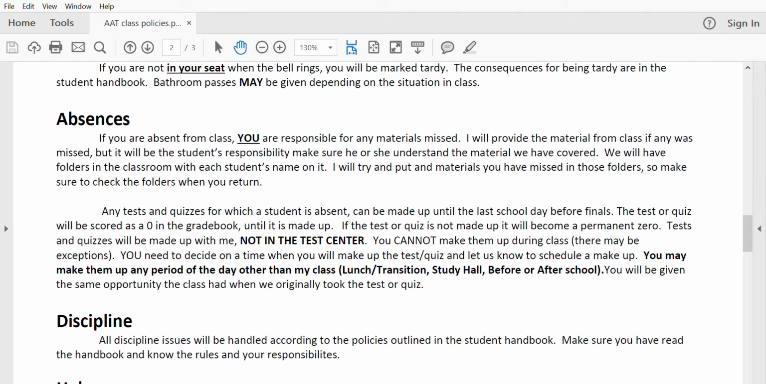So if the class had one period to sit down and take that and only got to work on the test or quiz once, that's what you're going to get, regardless of the amount of time that you take. If the class had one 50-minute period, you can't take two 25-minute periods. That would be an unfair advantage, that you get to look at the test, stop, and then start again. So just make sure you're taking that into consideration when you're planning to make up tests and quizzes.